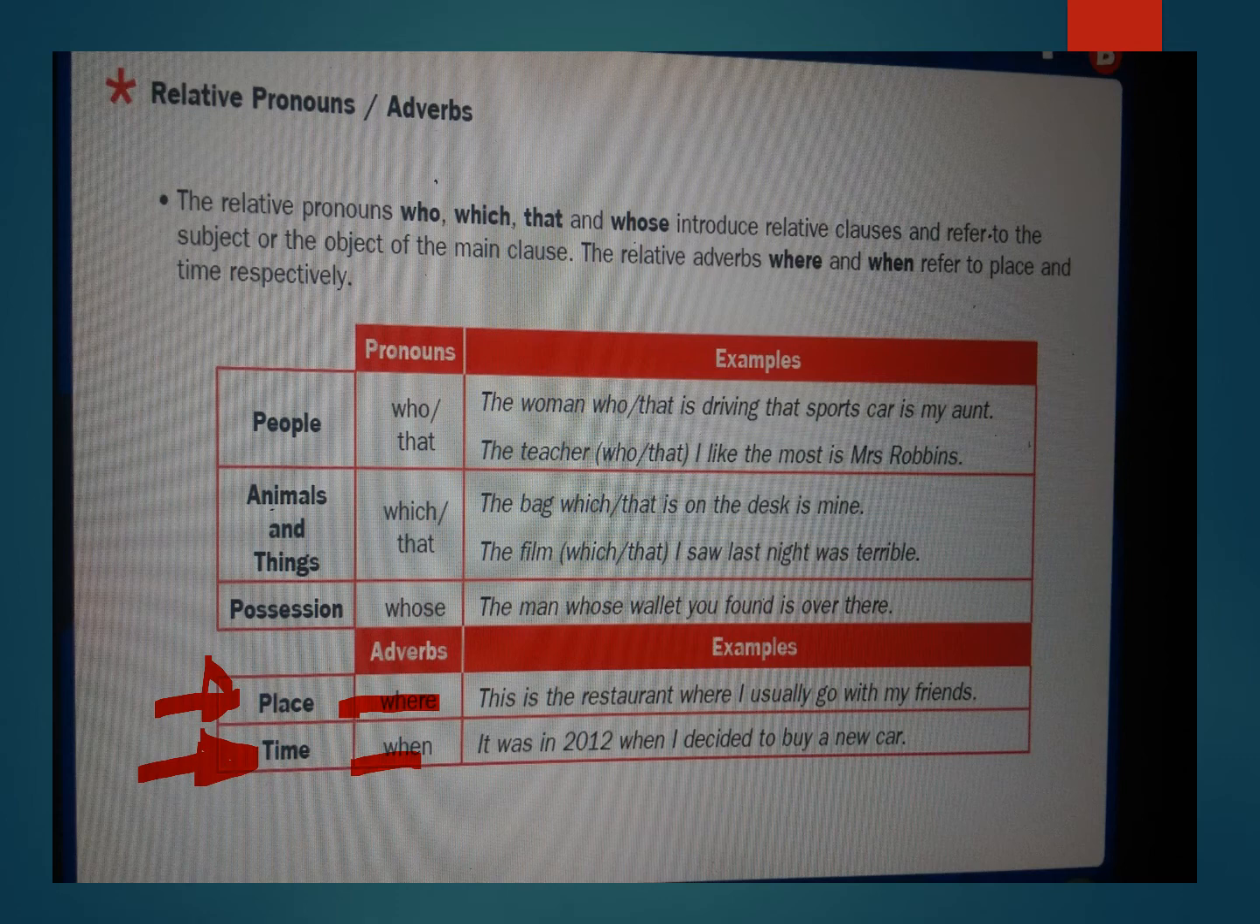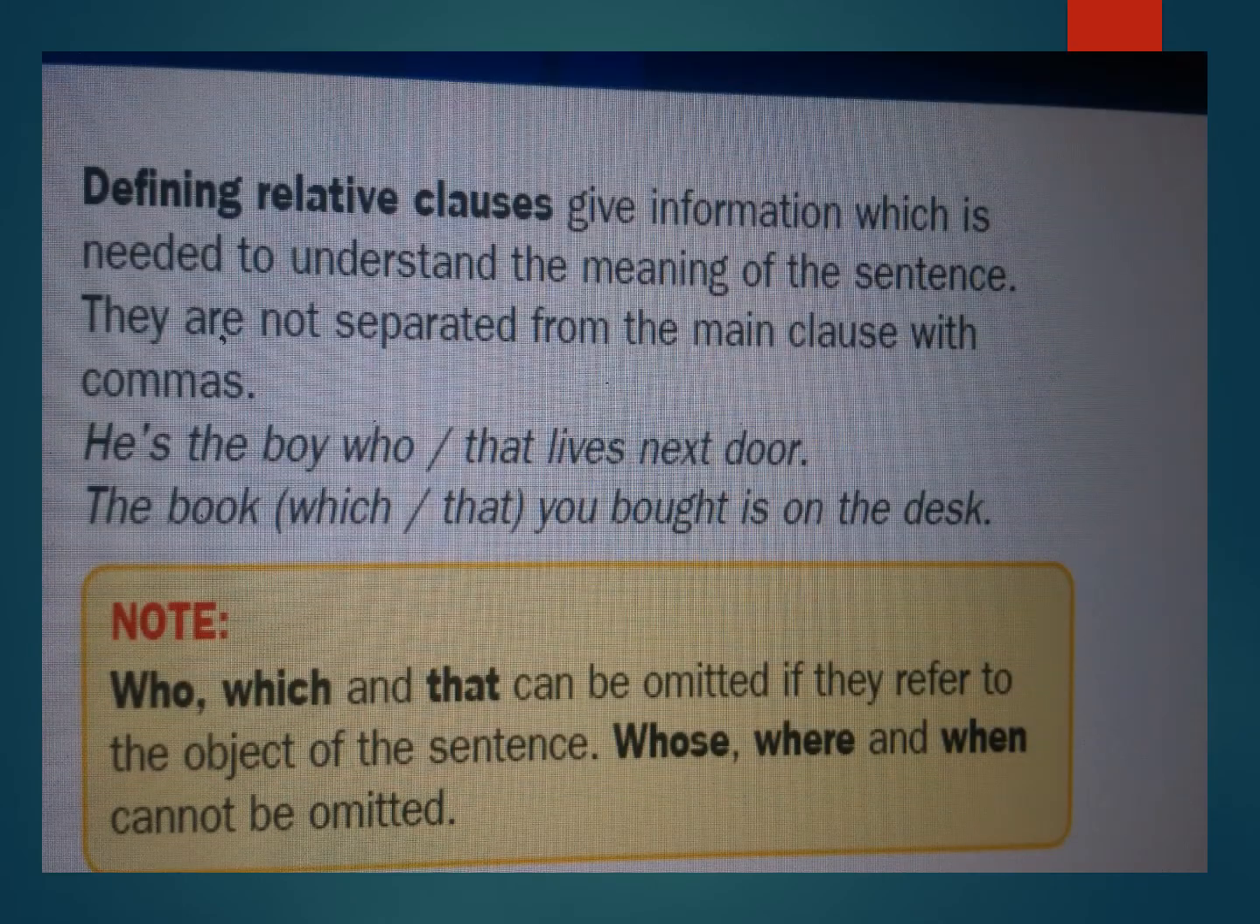And the next example, Omar? It was in 2012 when I decided to buy a new car. Very good. Why did we use when here? Because it refers to time. Very good. Now, this is the last slide before we move to the exercise.